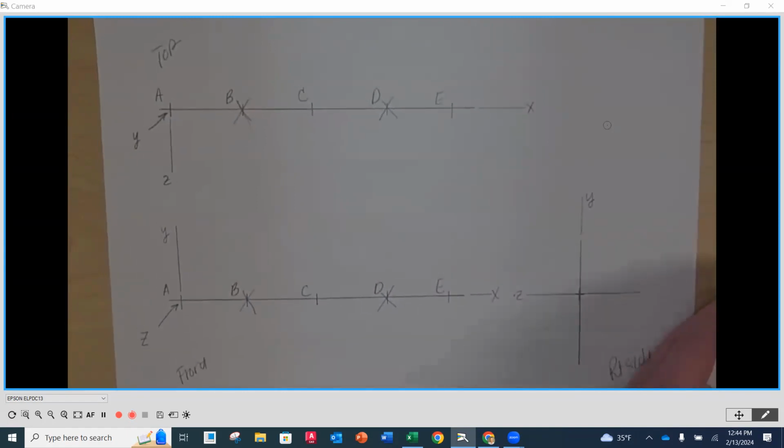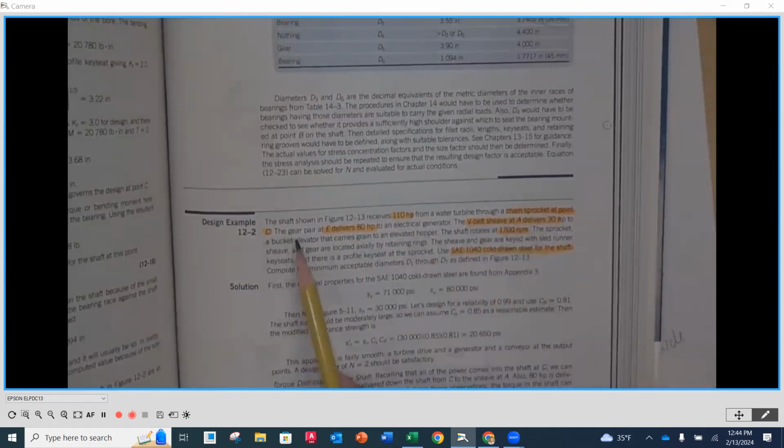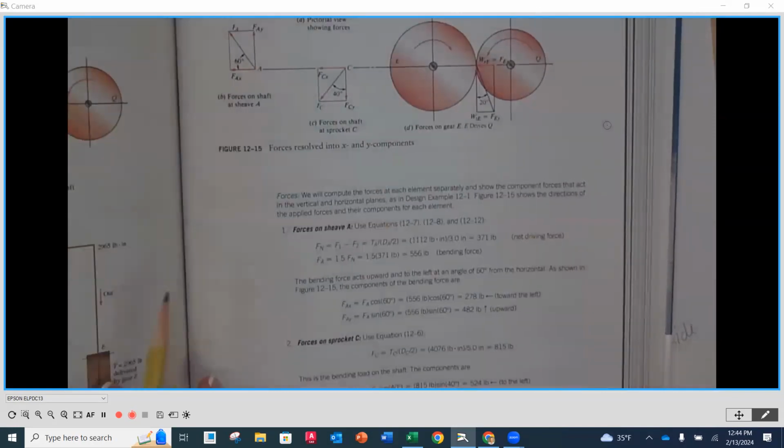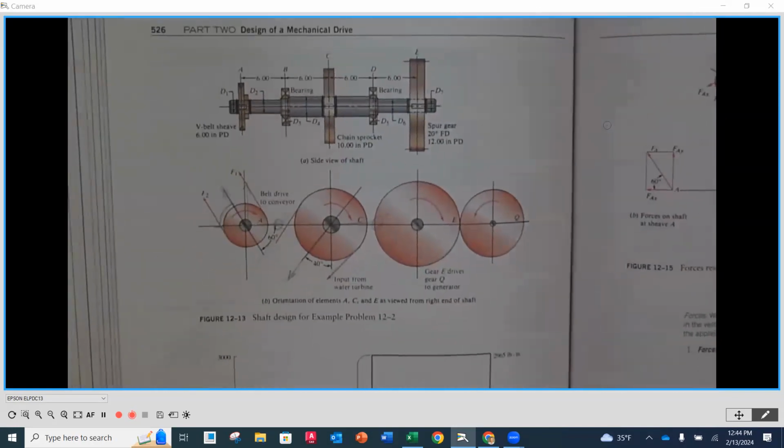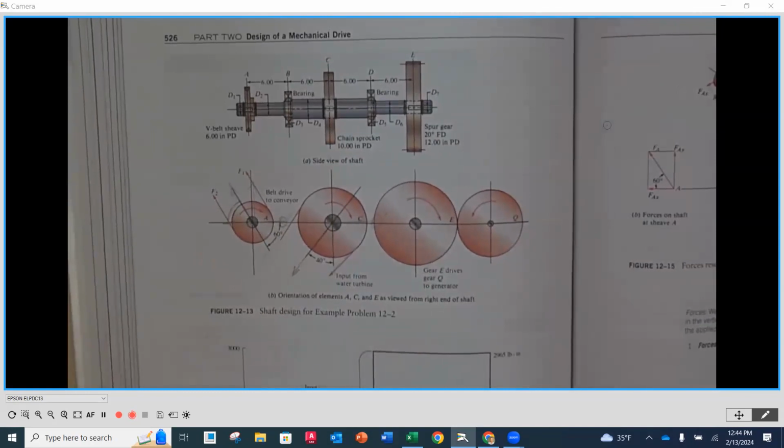So when we look back at our problem statement for 12.2, it tells us that E delivers 80 horsepower to an electric generator. So what that tells me is that E, that gear, is a driver because it's sending what it's getting from C out. So whatever it's doing, it's driving. It's the driver for that pair, okay? And we have to look at the orientation of where it's at.